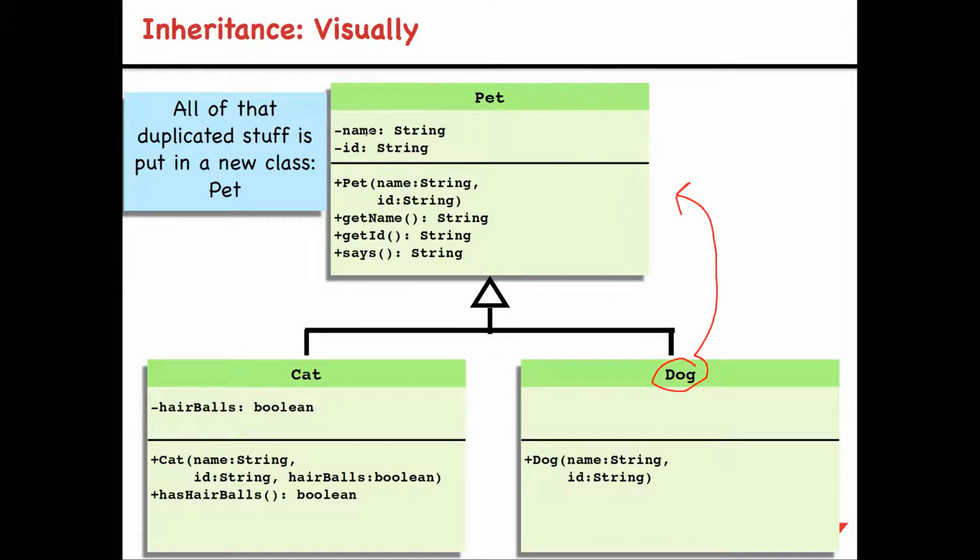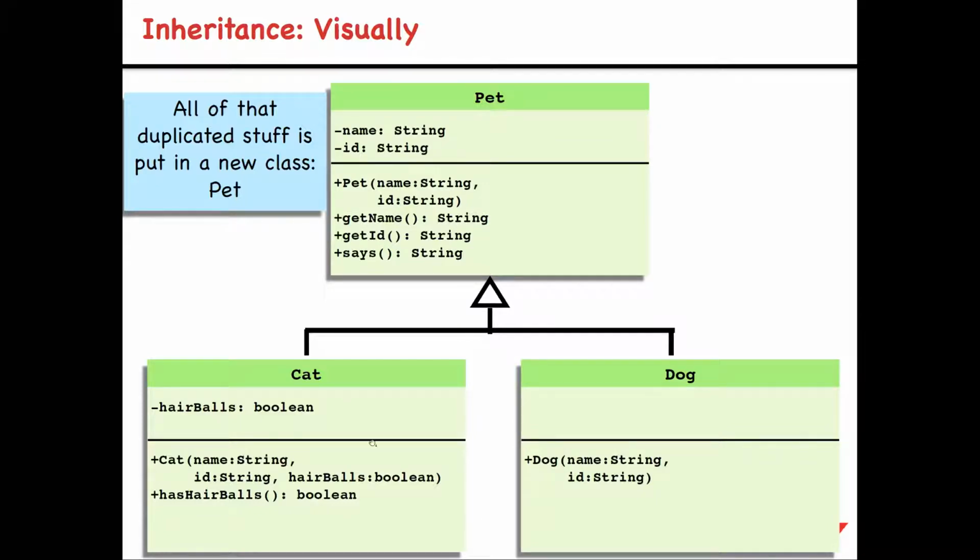So the dog will have a name and it will have an ID. The dog will have a get name and a get ID and a says. In fact, all I need to have in the dog class is its constructor. Now there's a little bit of syntax I'm going to use that we'll talk about in the near future, later in this lecture. It has to do with stuff we have to do in the constructor. So we're going to talk about some of these concepts.